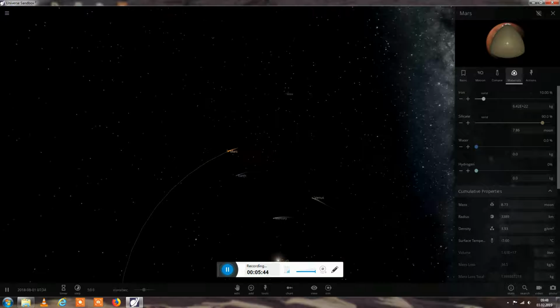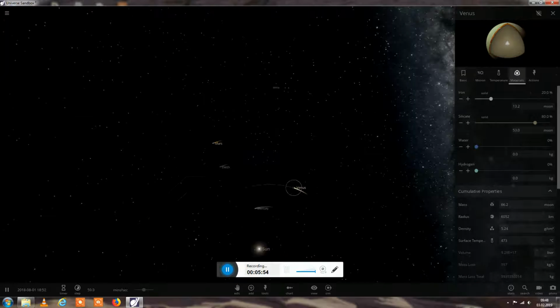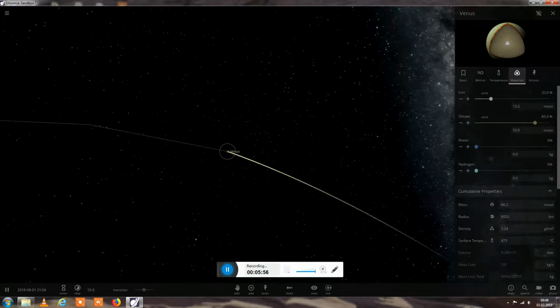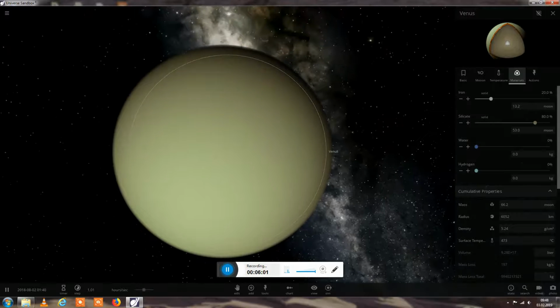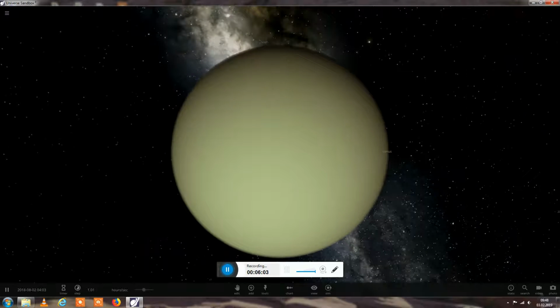Another way that we could perhaps increase atmospheric density and CO2 volume as well is to take the CO2 that's on Venus.